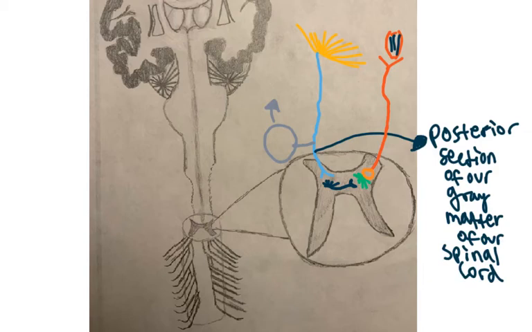It's not inside the gray matter. As you can see, it's outside of the gray matter. The gray matter of the spinal cord is over here, but the soma, or the cell body of the afferent neuron, is actually projected outside of the gray matter of the spinal cord. It's still near the posterior part of the spinal cord, but we call it the region of our dorsal root ganglion, all right? So this is our soma.